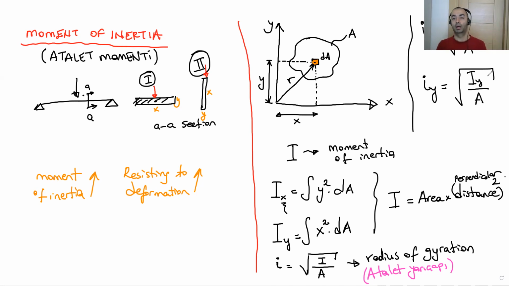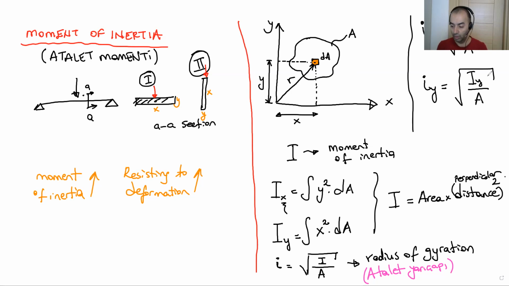So here we learned how to calculate it: area times distance squared. Distance to where? Distance to where we want to get the moment of inertia.